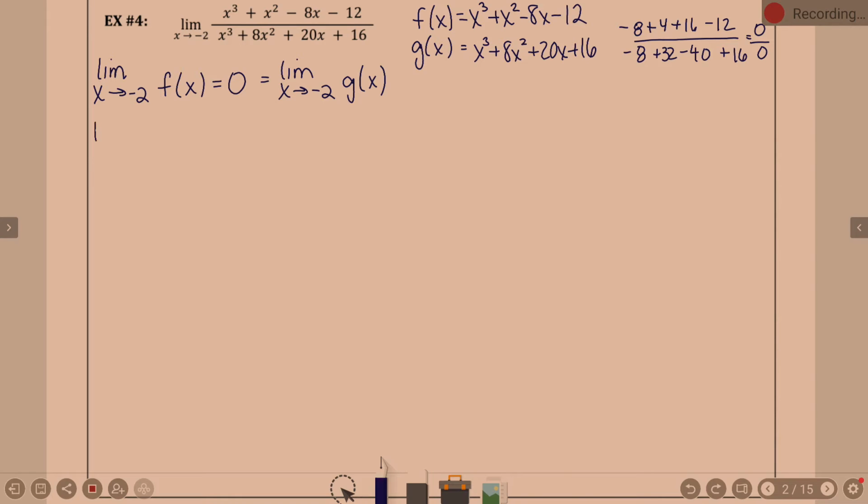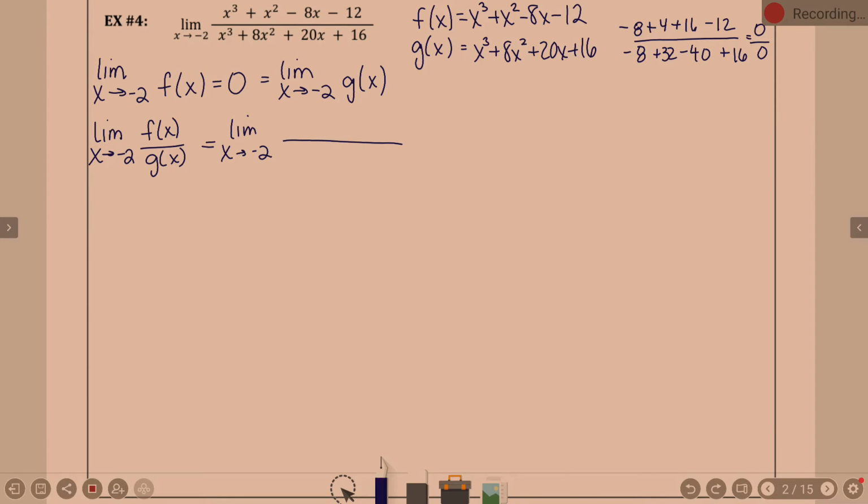Okay, so the limit as x approaches negative 2 of f of x over g of x is going to equal the limit as x approaches negative 2. Now, if you wanted to, you could say f prime of x over g prime of x. However, I really need to see what the derivatives are here, don't I? So, in this case, I would go ahead and find my derivatives.